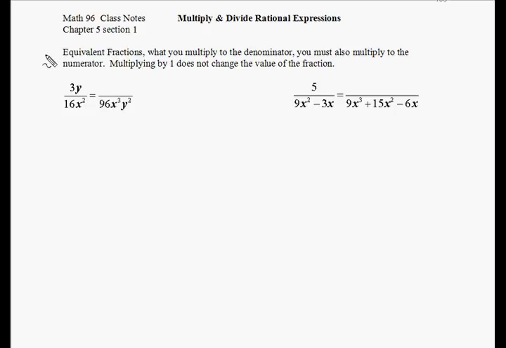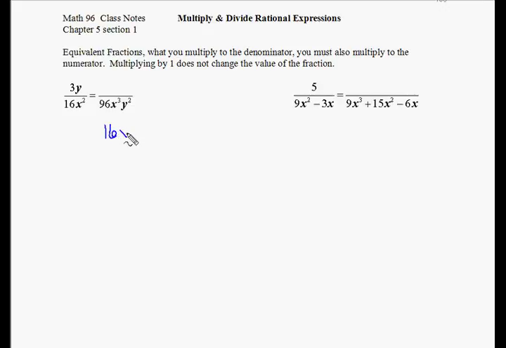Equivalent fractions: whatever you multiply to the denominator, you must also multiply to the numerator. And multiplying by 1 won't change the value of the fraction. So our first fraction here, 3y divided by 16x squared, is supposed to be equivalent to a new fraction where the denominator is 96x cubed y squared.